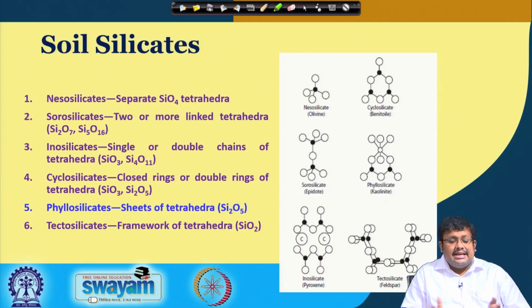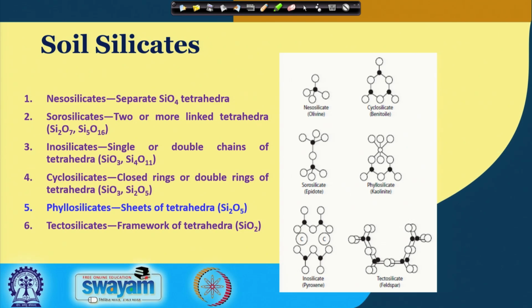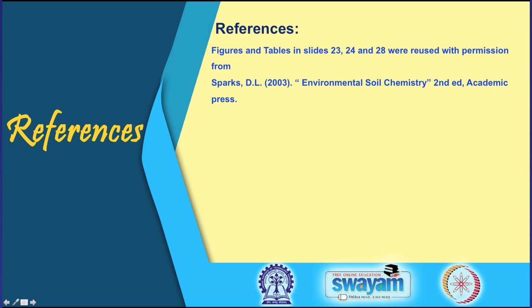So, guys, you have seen that we have discussed today in detail the 5 Pauling's rules, and also we have discussed the basic classification of the soil silicates. In the next lecture, we will start from the structure of individual clay minerals, and then we will discuss their individual properties based on their structure.